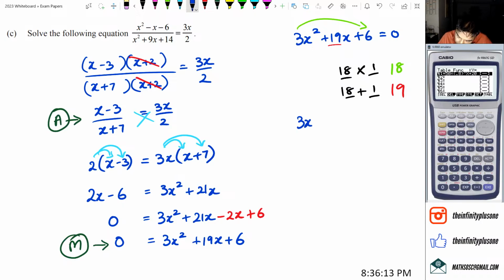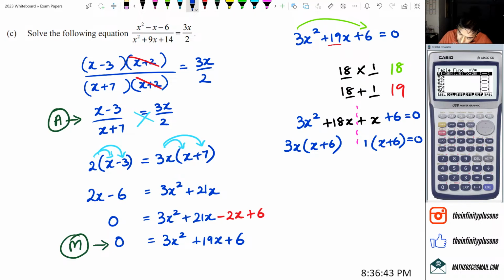So I've got here 3x squared plus 18x plus 1x plus 6 equals 0. So split them up into 2. Common factor. I guess in the left hand side I've got 3x, x plus 6. Now on the right hand side I've actually just got x plus 6 by itself. So I'm going to take out just 1. x plus 6 equals 0.